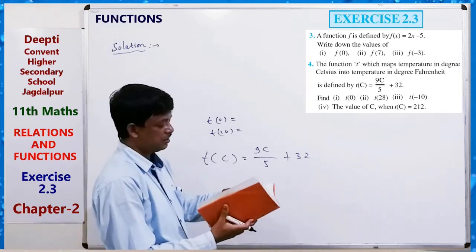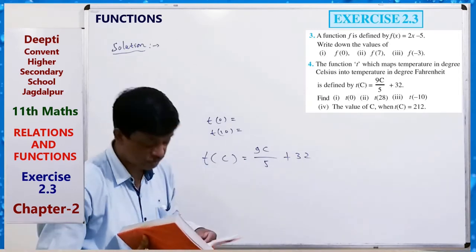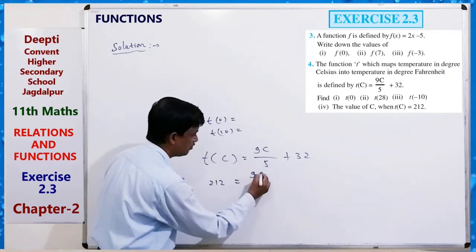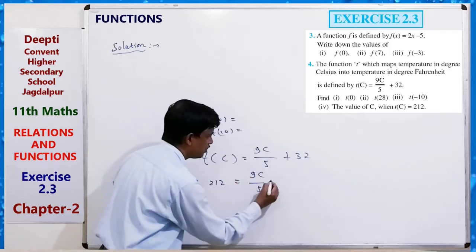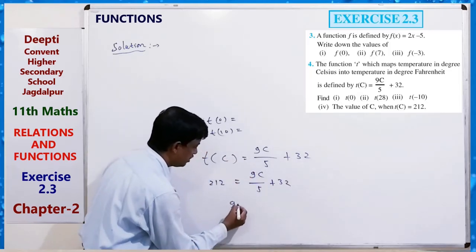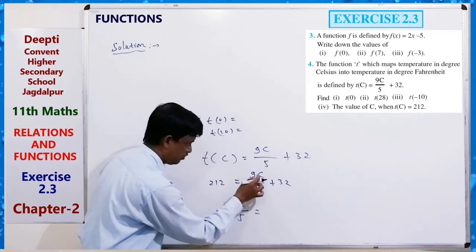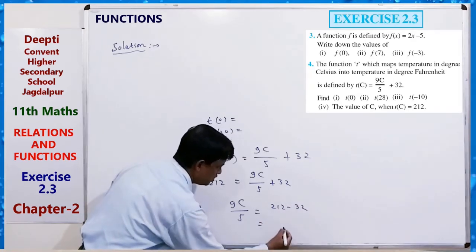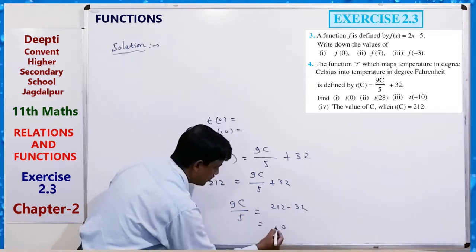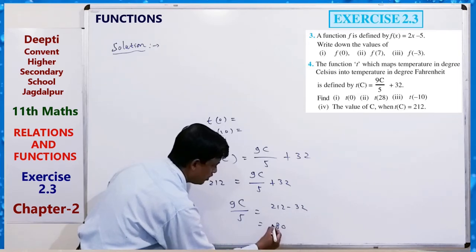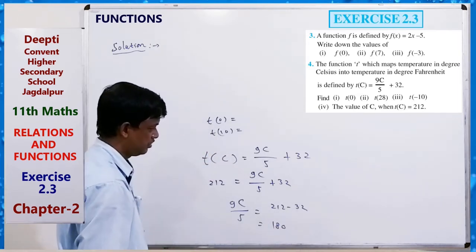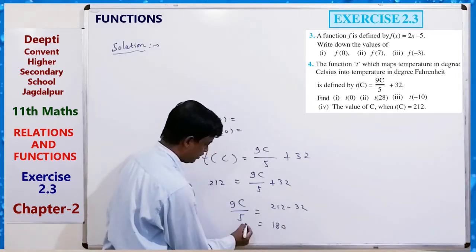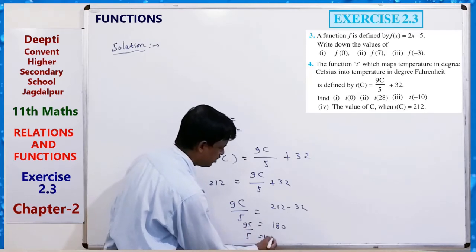And the last question was the value of C. You have to find the value of C, and T(C) is given as 212. We have to find C from 9C upon 5 plus 32. So here 9C upon 5 equals 212 minus 32, which is 180. From 9C upon 5 equals 180, you can get the value of C.